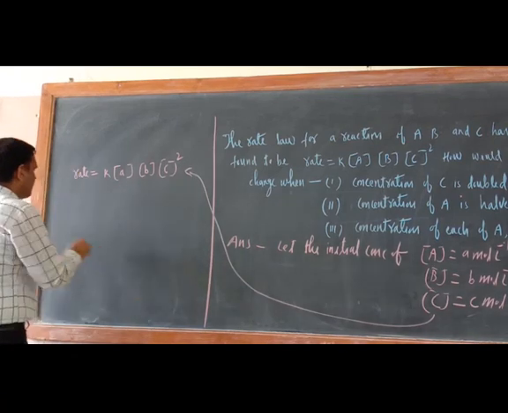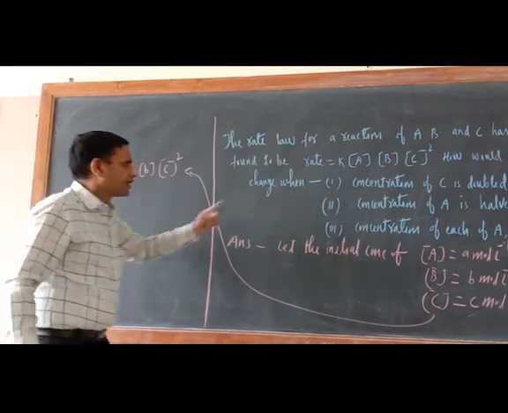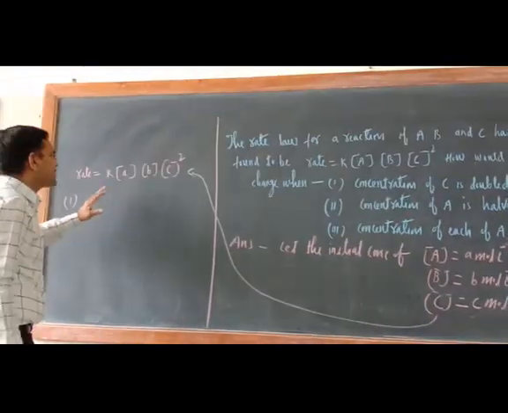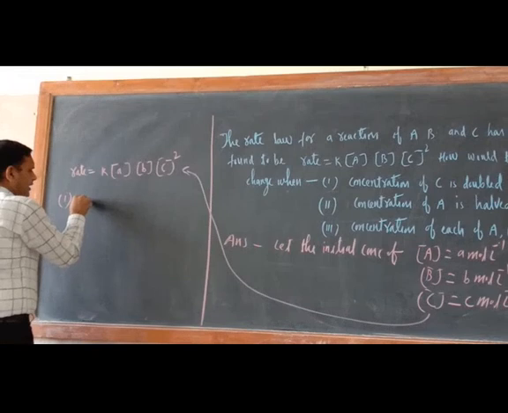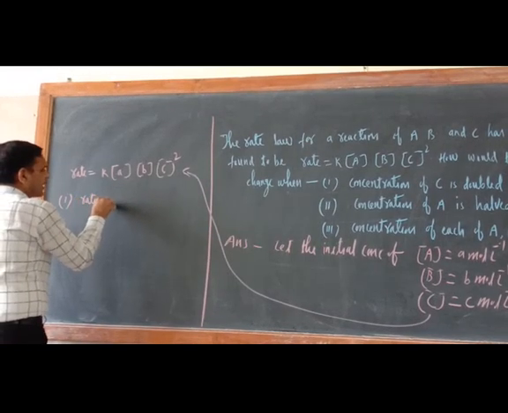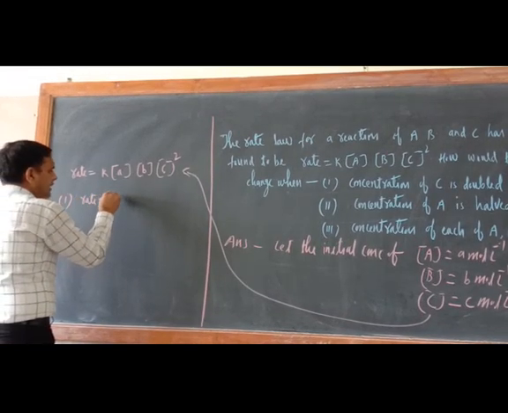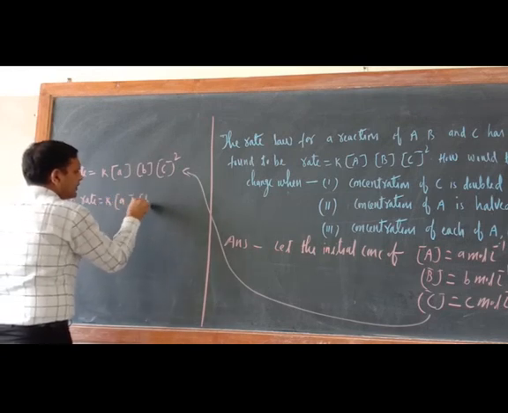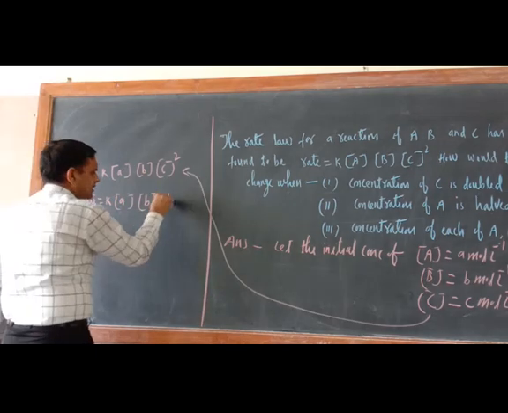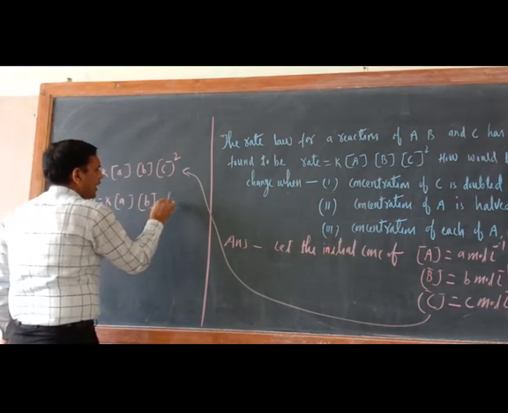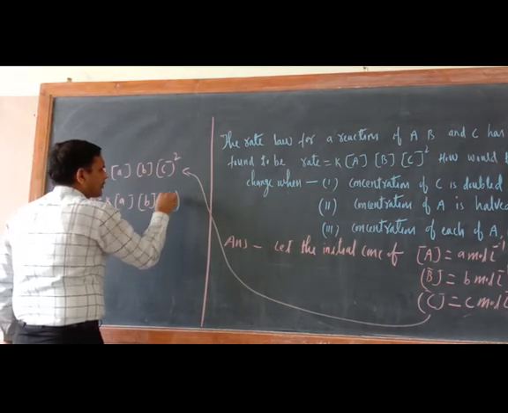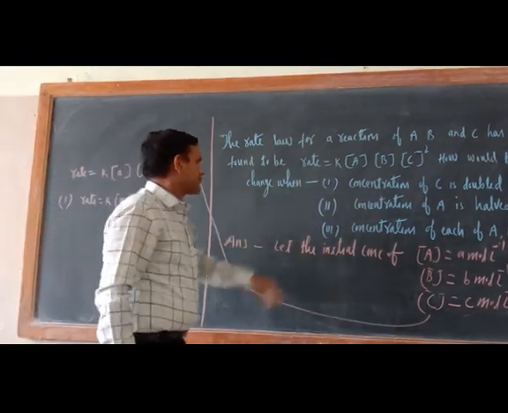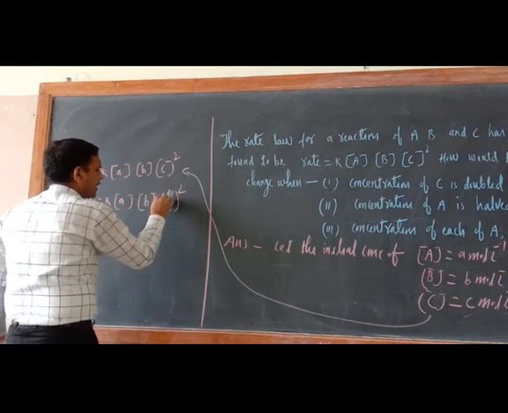And now first one. What is the first one? When the concentration of C is doubled, only C is doubled. So here rate equal to what would be there? k, and here A is a only, and B is b only. But what is the meaning of C here? Sorry, here the concentration of C is doubled. So here you will write 2c.